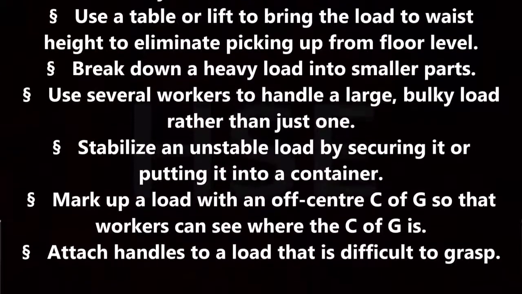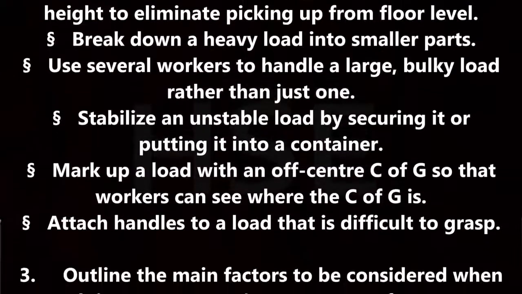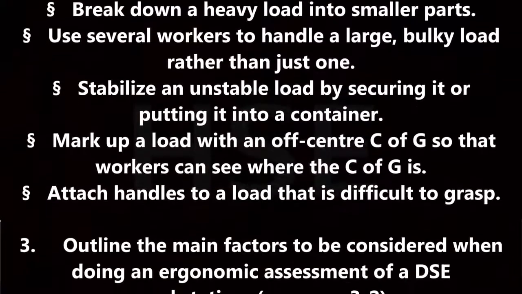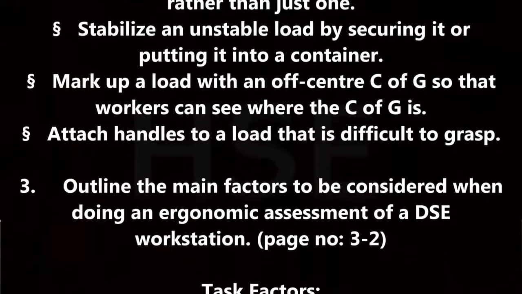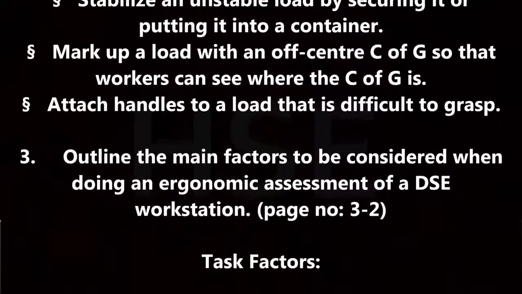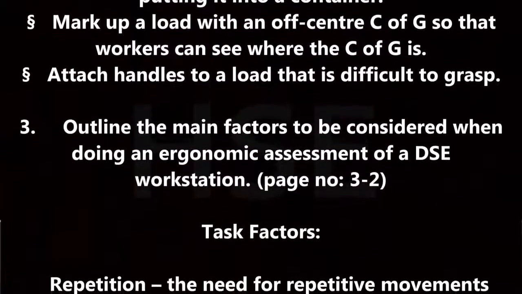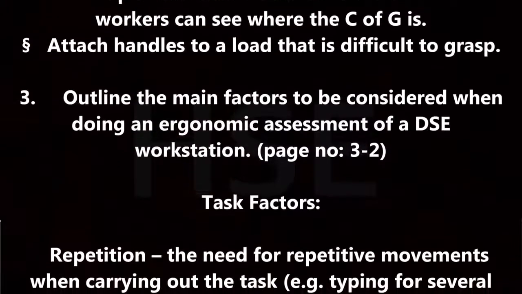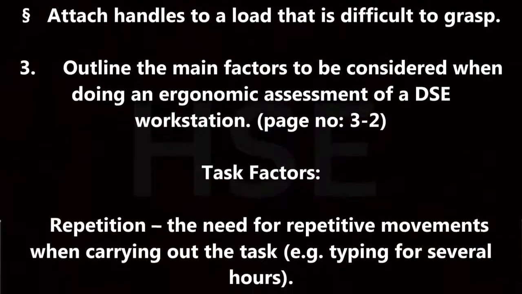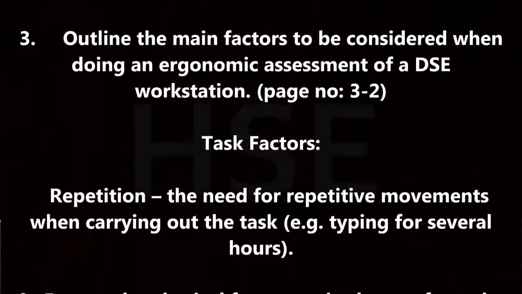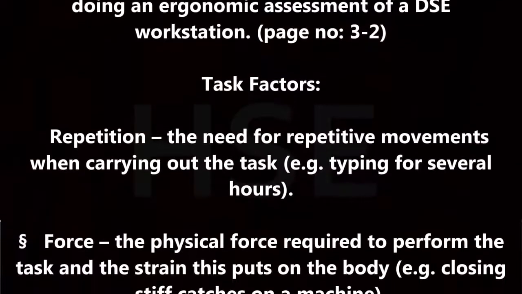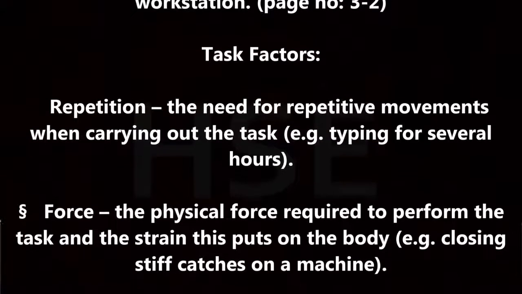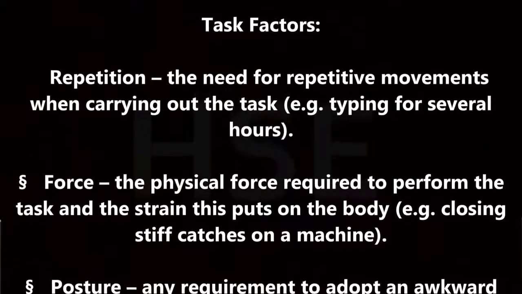3. Outline the main factors to be considered when doing an ergonomic assessment of a DSE workstation. Page number 32. Task factors. Repetition. The need for repetitive movements when carrying out the task, for example typing for several hours. Force. The physical force required to perform the task and the strain this puts on the body, for example closing stiff catches on a machine.